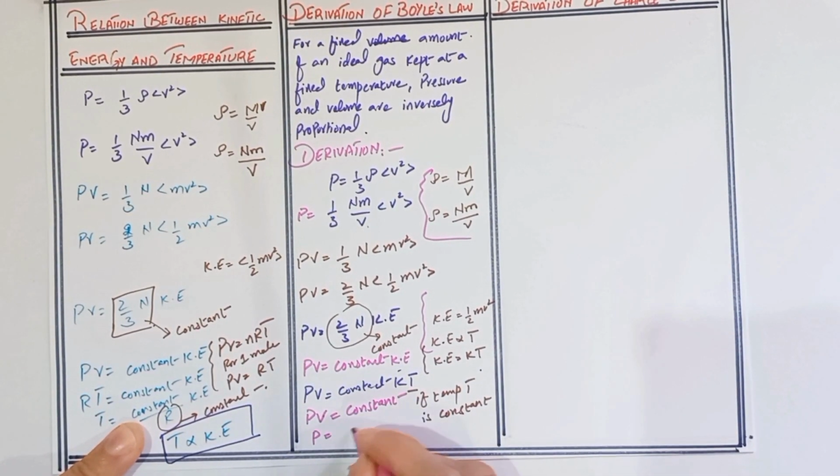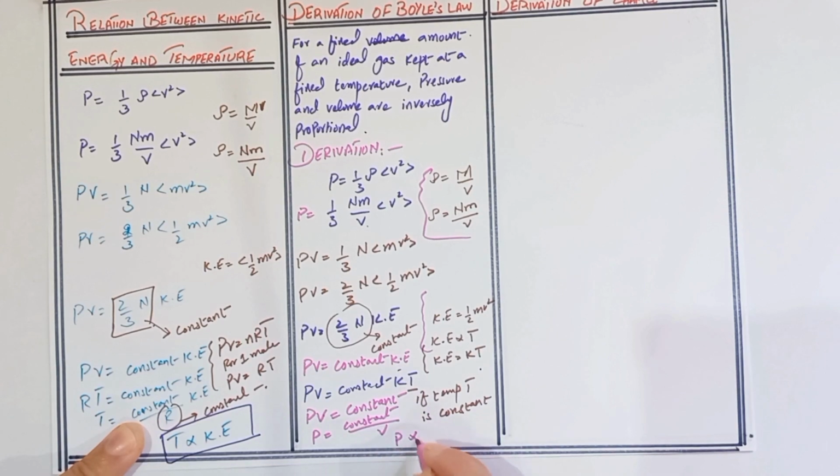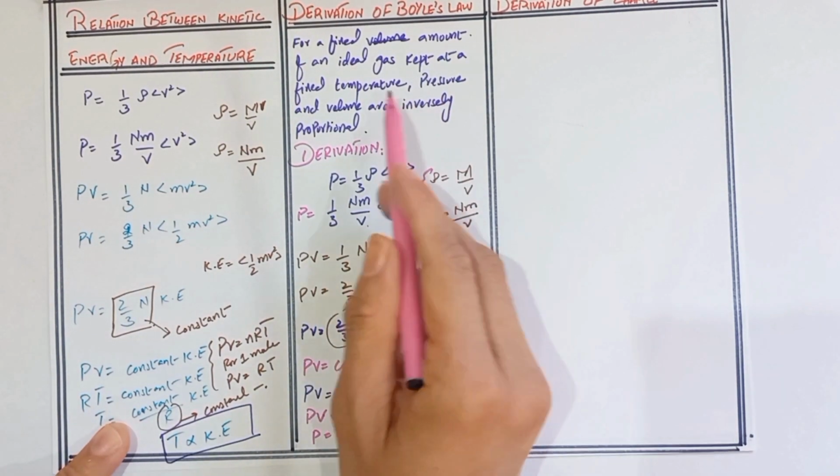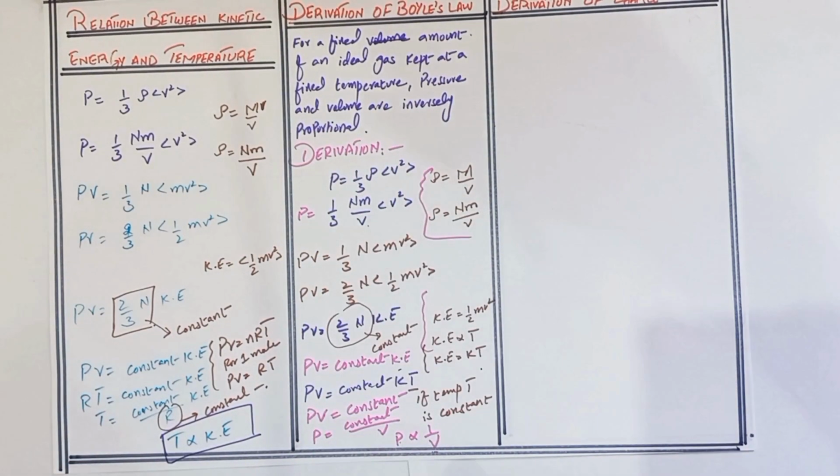So P is equal to constant over V, and P is directly proportional to 1 over V. So here we prove that the pressure is inversely proportional to volume. That is, pressure and volume are inversely proportional when the temperature is constant.